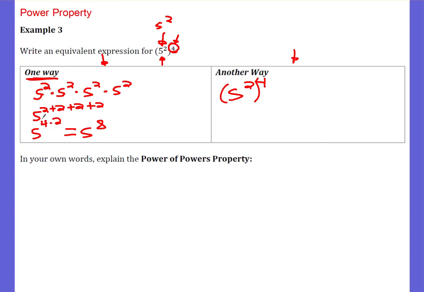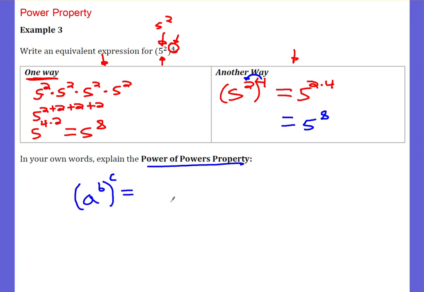So notice I took the 4 times the 2, so I can just write that as 5 to the 2 times 4. I can take this exponent here, bring it in, and multiply. So we can just condense that down, 5 to the 8th. So I wanted to represent the power of a power property. That's what we'll call it here. I can just say in generalized form, if I have something that's a to the b to the c, that is the exact same thing as a to the b times c.